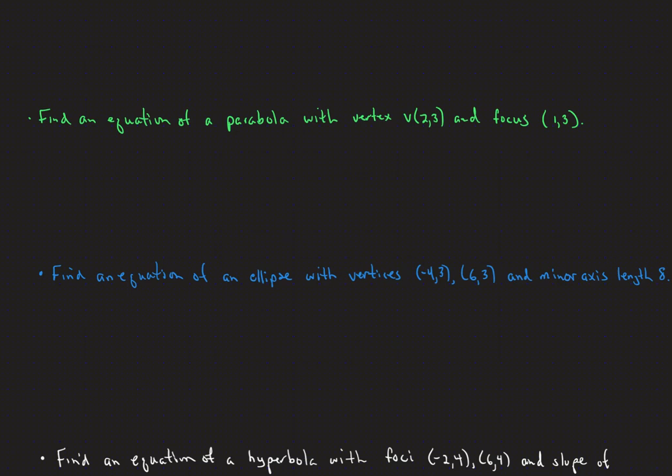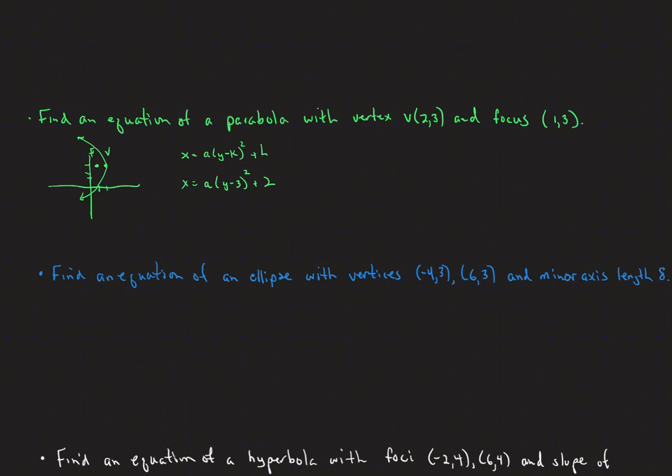Okay, can we find an equation of a parabola that has vertex 2, 3, so there's our vertex, and focus 1, 3, so there's going to be our focus. So we know that this parabola is going to have to wrap around the focus. So we know it's going to be an x equals a times y minus k squared plus h parabola. The h and k come from the vertex, so that's going to be y minus 3 squared plus 2.